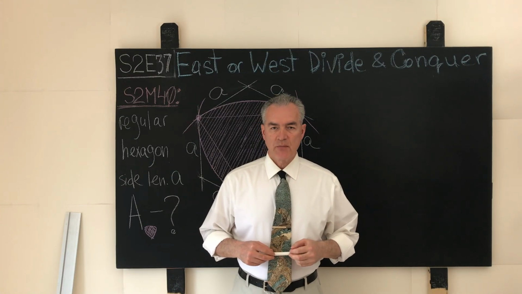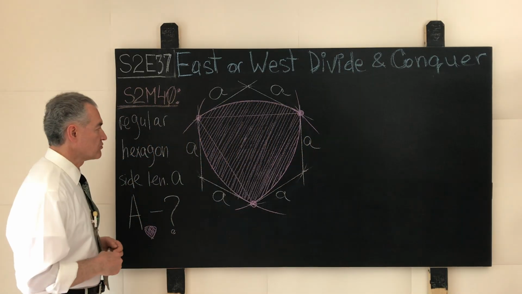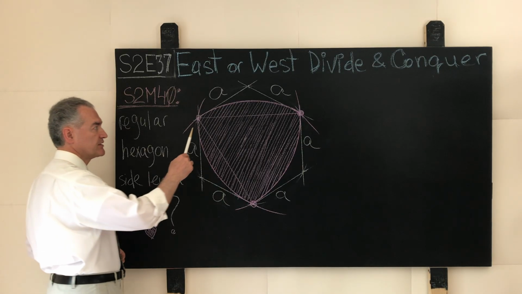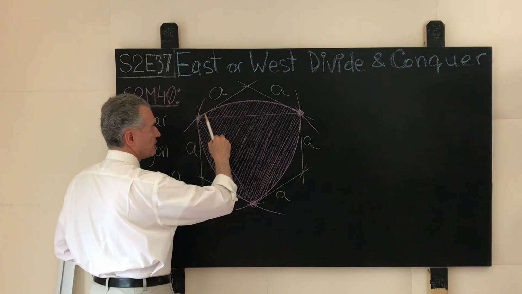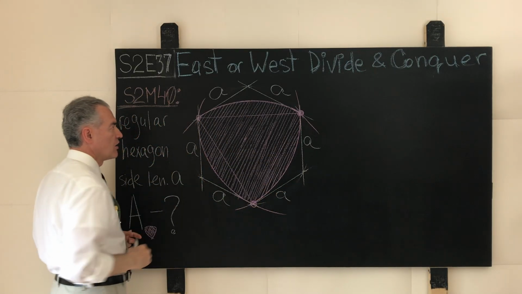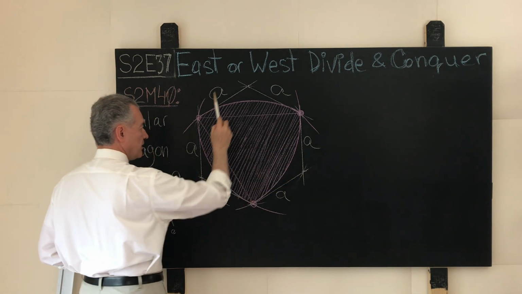Our next challenge will be mathematical problem S2M40, and in that problem we're given a regular hexagon with a side length of A. Here I depicted such a sample regular hexagon in white, with vertices 1, 2, 3, 4, 5, 6, and the side length of A.